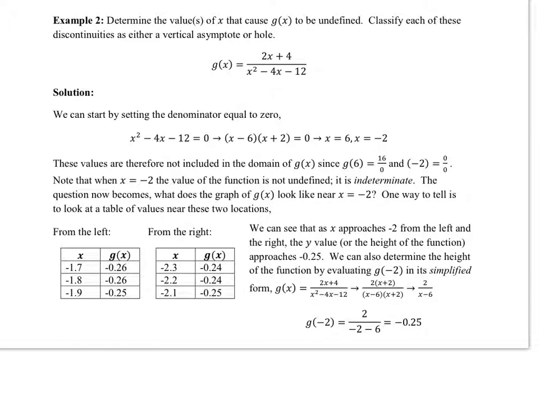By the way, this should say g of negative 2 right here. Fix that. I apologize. I don't know how to fix that. It should say g of negative 2. So go ahead and factor your denominator. This is what you're going to get right here. When you factor the denominator, you end up with x minus 6, x plus 2. So these are our 2 discontinuities. Our discontinuities are 6 and negative 2.